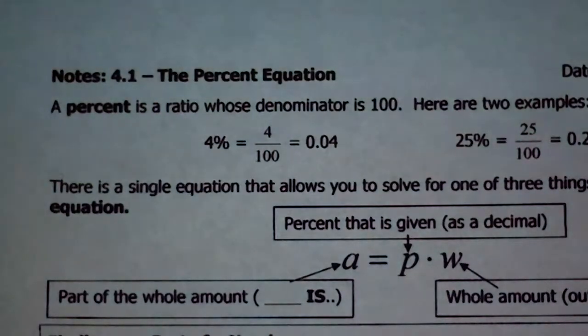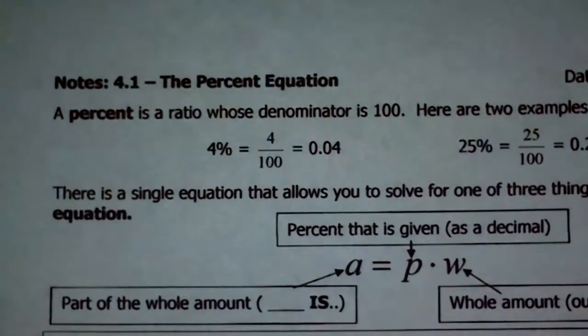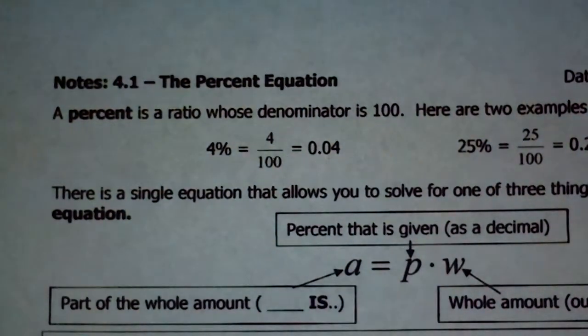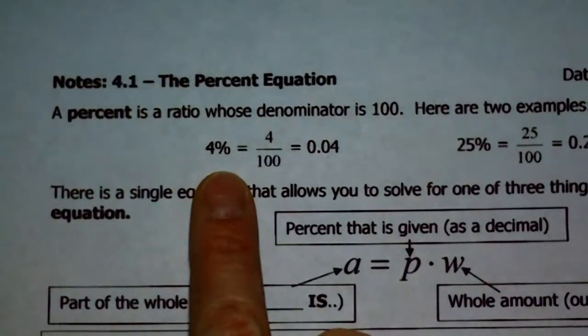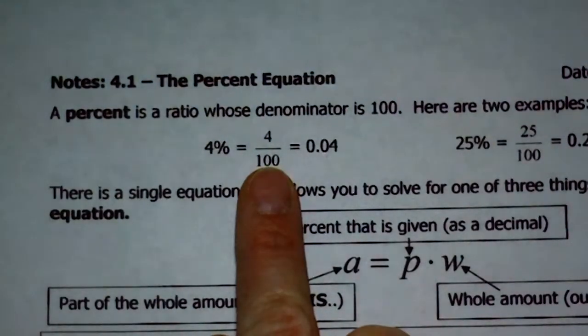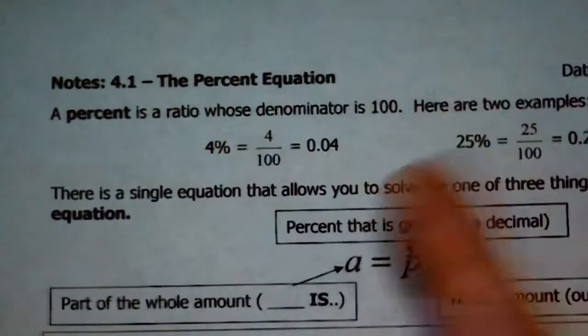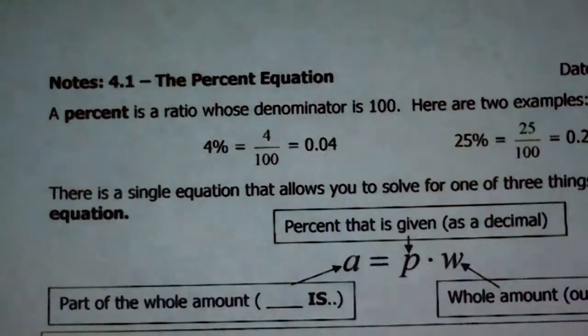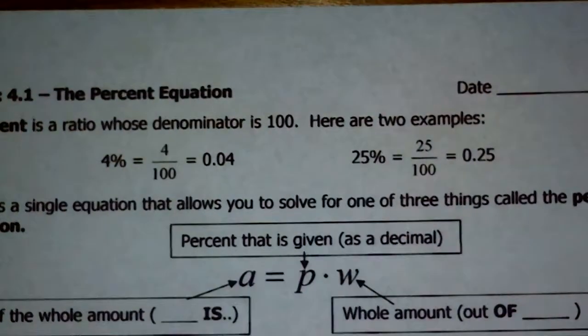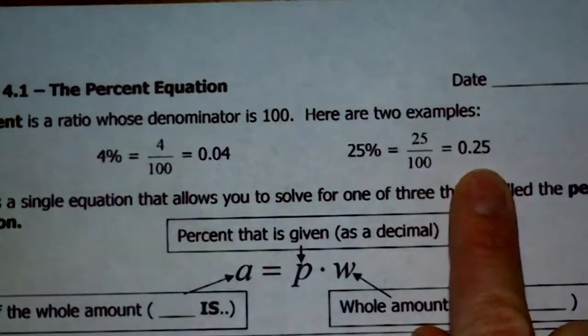First off, we need to review what a percent is. A percent is a ratio whose denominator is 100, because that's the highest you can get, right? 100%. A couple examples. If you got a 4%, that would be 4 out of 100. That's what I mean when I say a ratio whose denominator is 100. Also, the decimal equivalent of that would be 4/100, or 0.04. It makes sense, right? Again, we have 25%, and that means 25 out of 100, or 25/100.